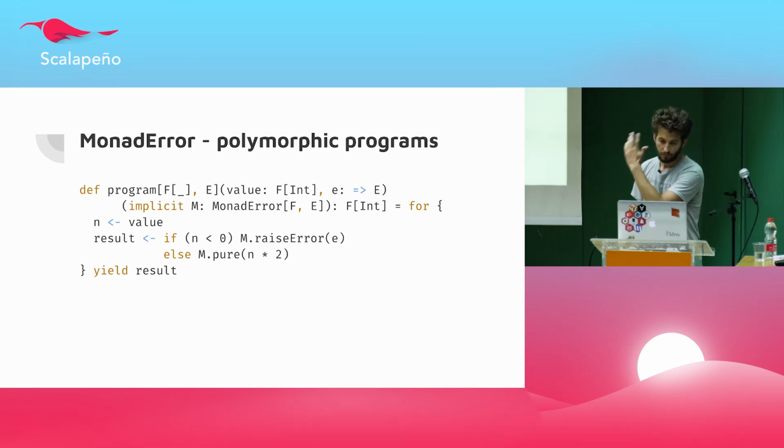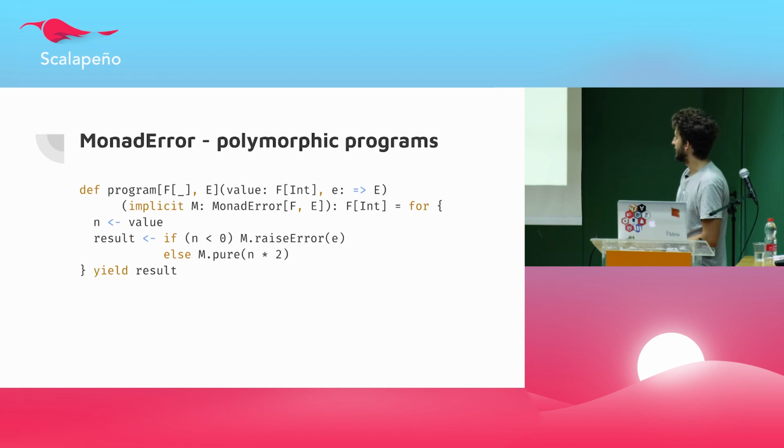It's not a super cool program, but what it does is it expects a value of f of int, and if it's there, it will get it, and if it's smaller than 0, it will raise an error, or if not, it will return the value inside of that same context, but multiplied by 2. So nothing fancy going on here, but this is just a quick example of how you can use polymorphism to write these programs with MonadError.